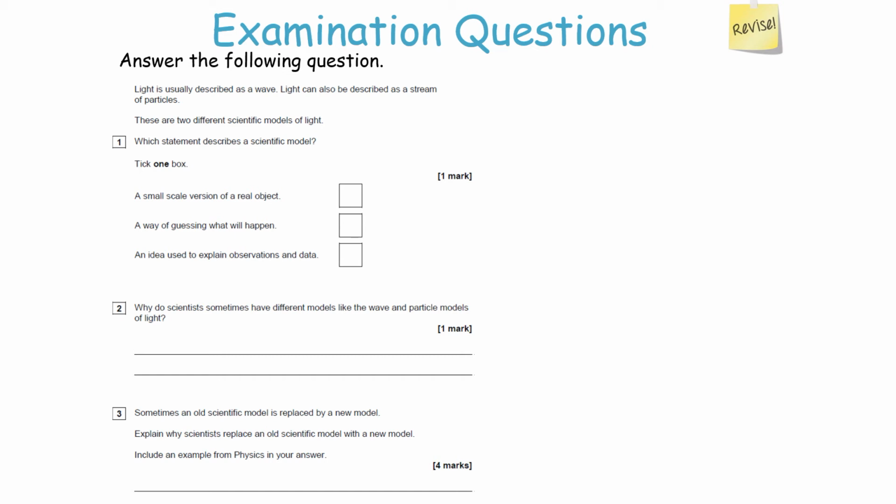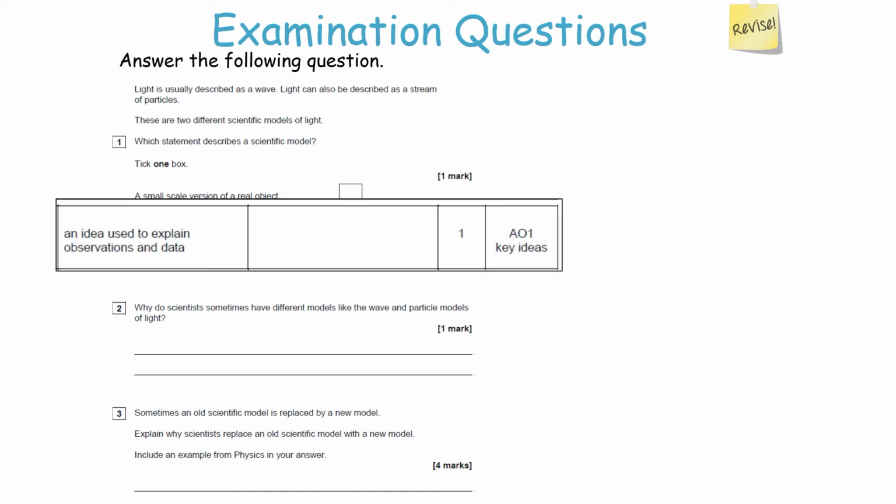So sometimes an old scientific model is replaced by a new model. Explain why scientists replace an old scientific model with a new model. Include an example from physics in your answer. So pause the video now, then unpause the video when you want to go through your answer.